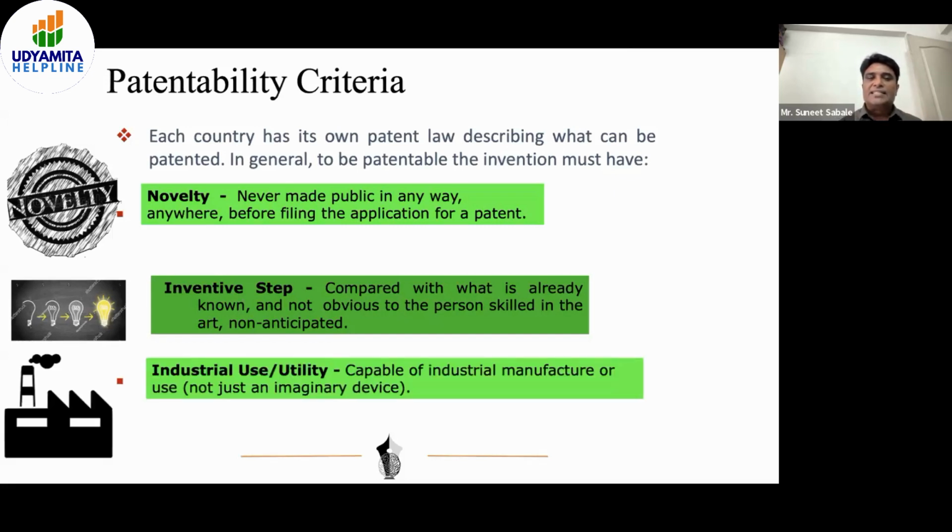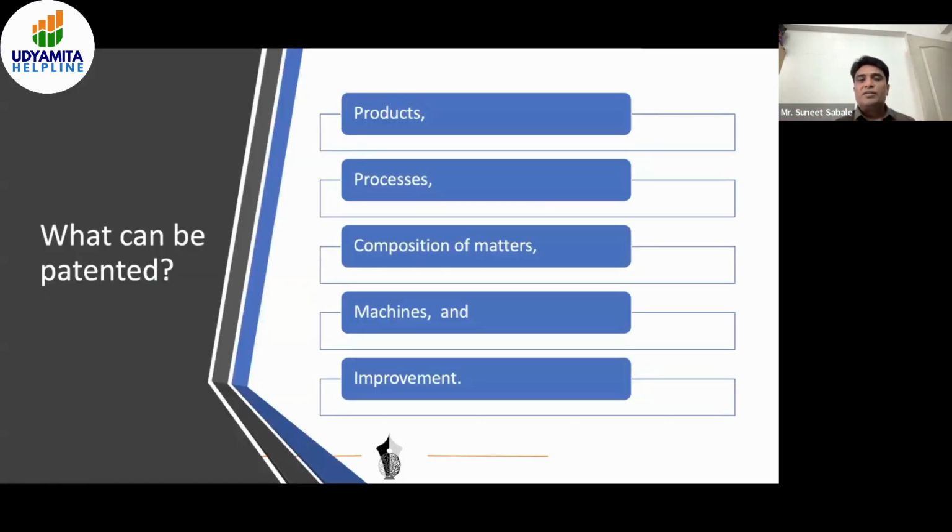So third is industrial application, specifically in India. If your invention is capable of being manufactured by the industry or used by the industry, then only you will get protection. Otherwise, no. So what can be protected? Product, process, composition of matter, machines, and improvement. These are the things that you can protect under patent, provided you fulfill all three requirements.